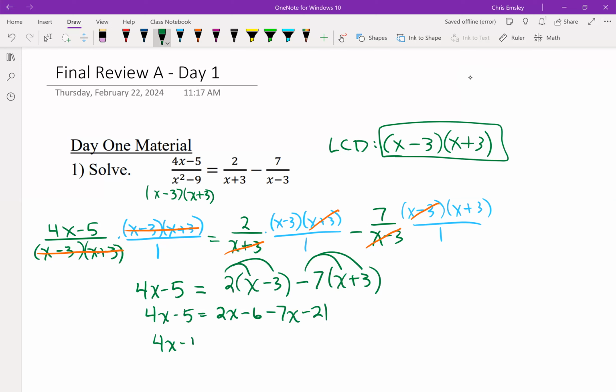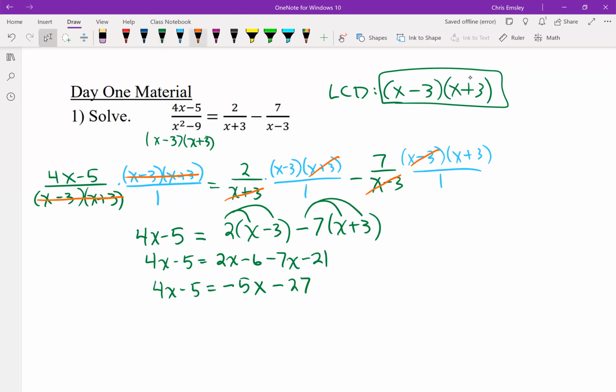Then I'll combine my like terms over here on the right. 2x minus 7x is negative 5x. Negative 6 minus 21 is minus 27. Then I'm going to start moving some things around to gather up my x's. I'm going to add that 5x to both sides, so my x's will be on the left, and then in the same step, I'm also going to add 5 to both sides to move my constants over to the right.